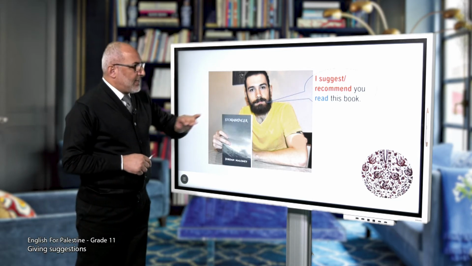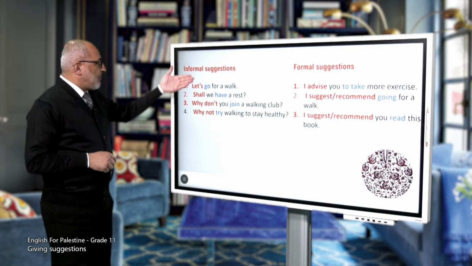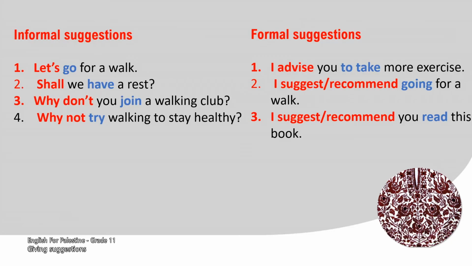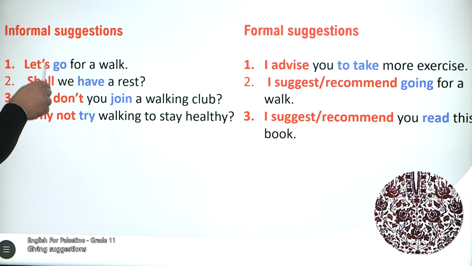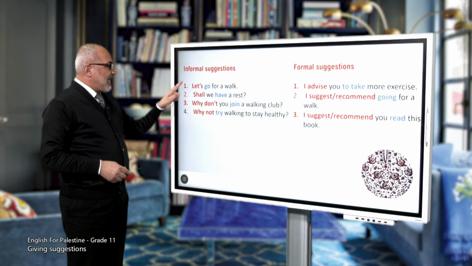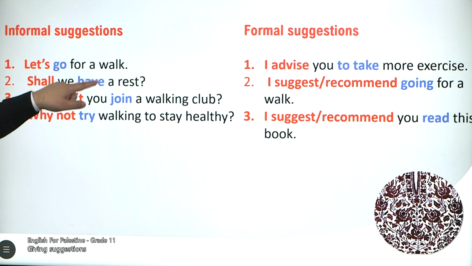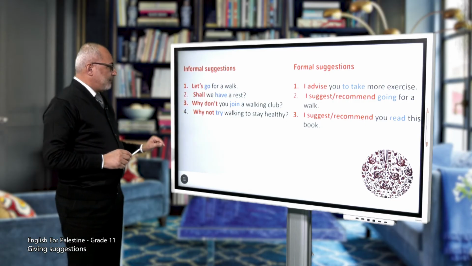Okay, now to summarize. Here we have four structures for informal suggestion. Please notice carefully. The first one is let's plus the infinitive form of the verb. Be careful about this. Let's is usually followed by the infinitive form of the verb. The second one is shall plus subject plus the infinitive form of the verb. And look here, it's in the form of a question.